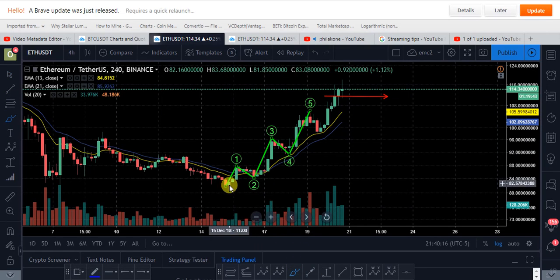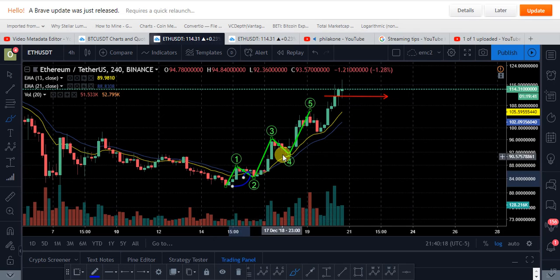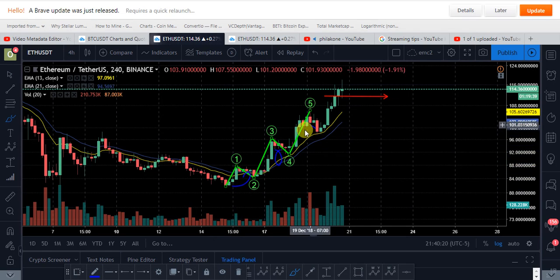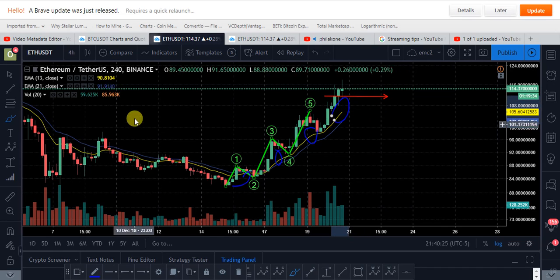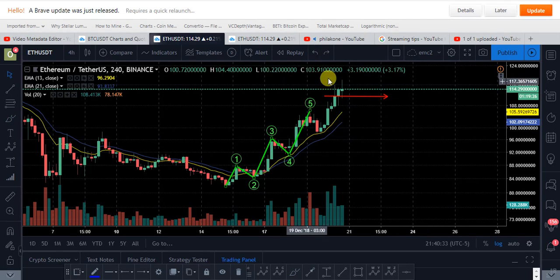Look at this area, right? Similar area, similar area. So we most likely are going to get the same type of area within the sub waves, right? Within the waves. But let's take a look at the 15-minute chart, right?